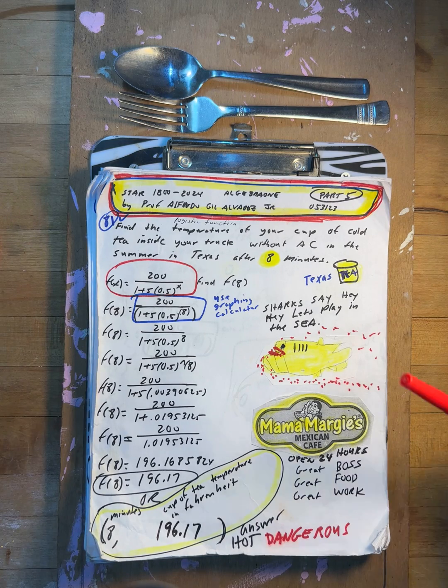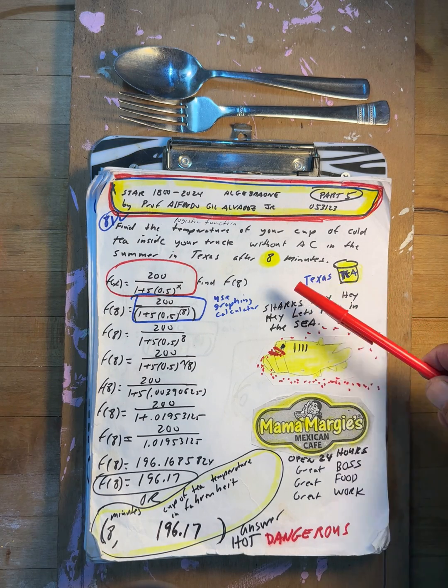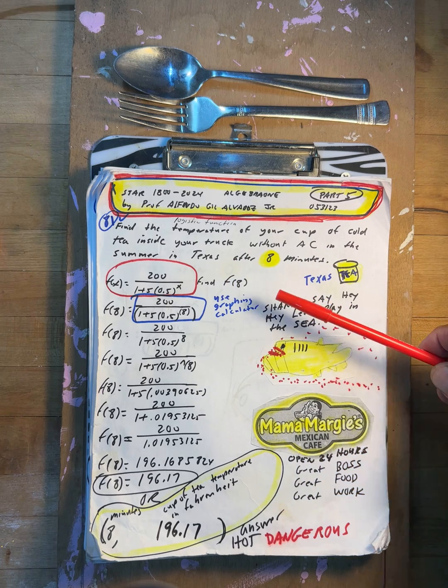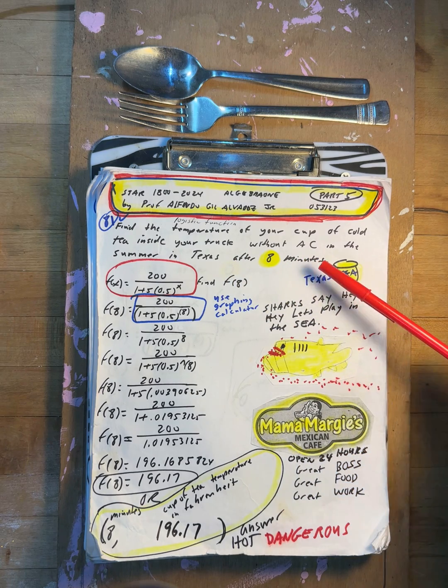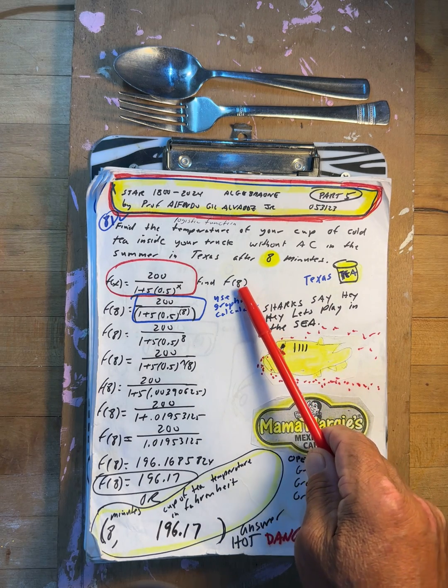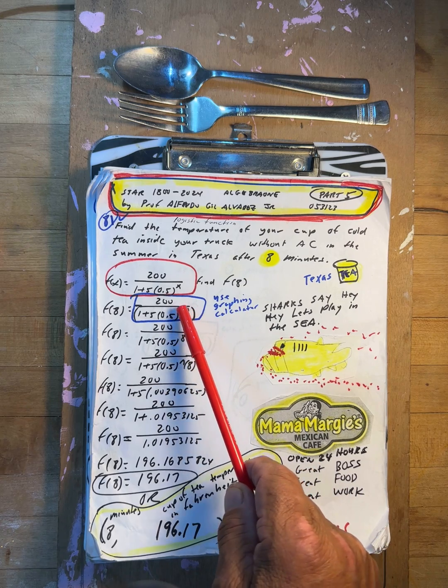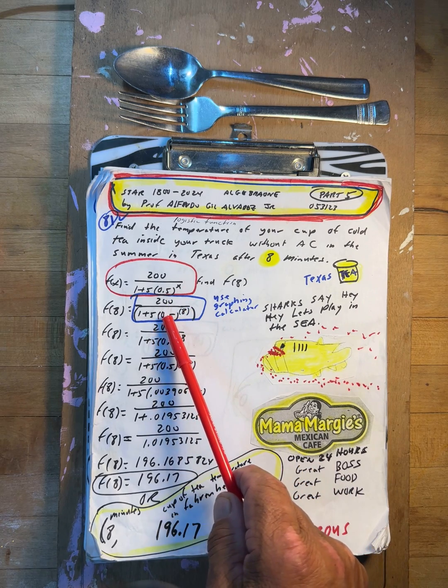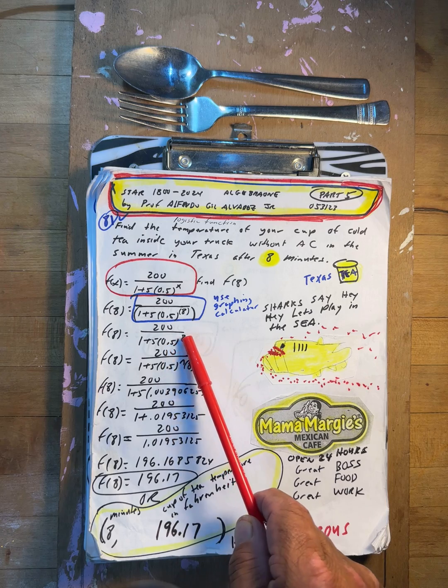So, find the temperature of your cup of cold tea inside your truck without AC in the summer in Texas after 8 minutes. Okay, 8 minutes go by inside your truck. So let's find f of 8, the function. So put an 8 in there for the x. So 0.5 to the 8 power.